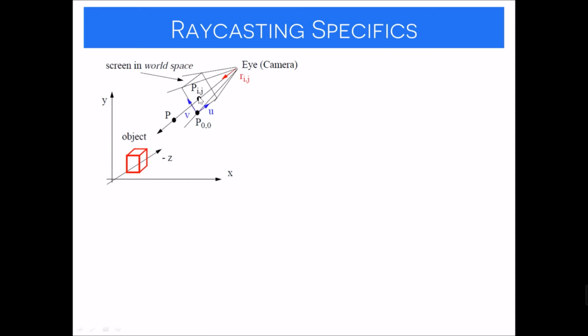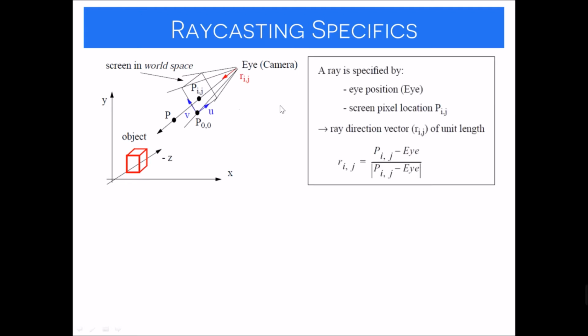This is the center ray from the eye to the center of the image plane, along the normal vector formed by this. All other vectors are a little off from the normal vector, from the direction. A ray is specified by the eye position and a screen pixel. You connect the eye with a screen pixel, and the ray direction vector is computed by taking this pixel location, which is parameterized by u and v, minus the eye vector, which gives you a three-dimensional vector. Divide this by the length of this vector, and this gives you the ray along which you trace.